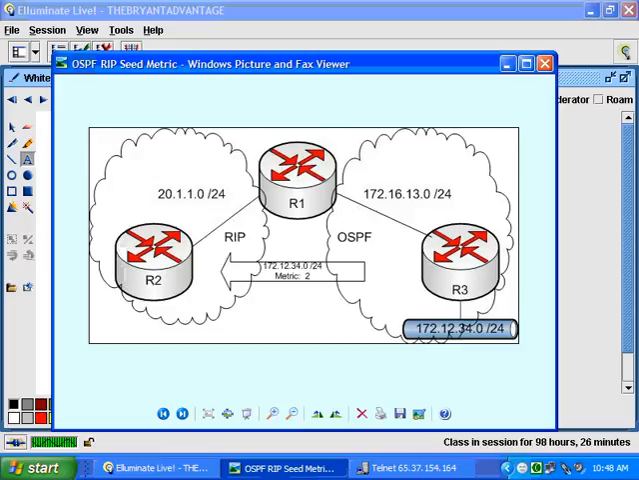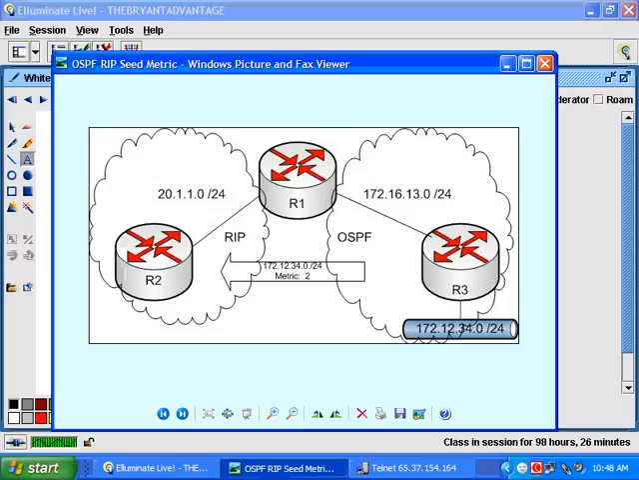We had to remember to put a seed metric on the OSPF route that was being put in RIP. We had to remember to put the subnets option on the end of redistribute RIP before we could finally have connectivity. And again, you could see where just looking at routing tables is not enough. That's one of the lessons you really learn when you're becoming a CCNP.